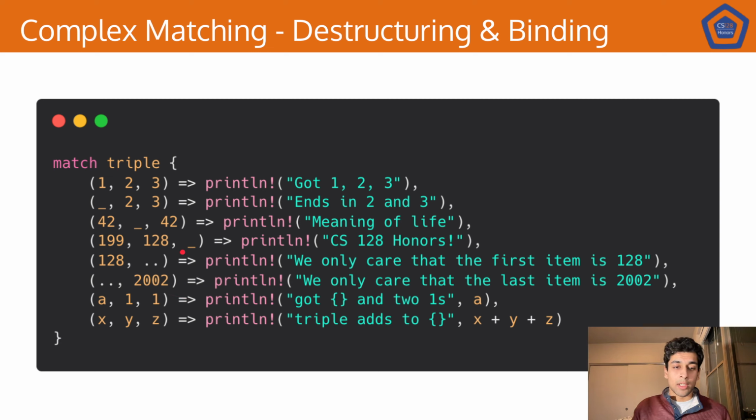Okay, so this is what I was talking about with variable binding. A is not a pattern. There's no quotes.